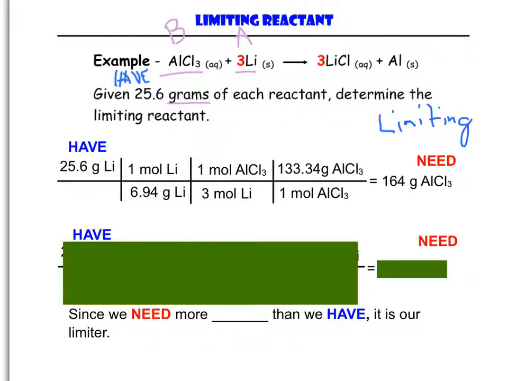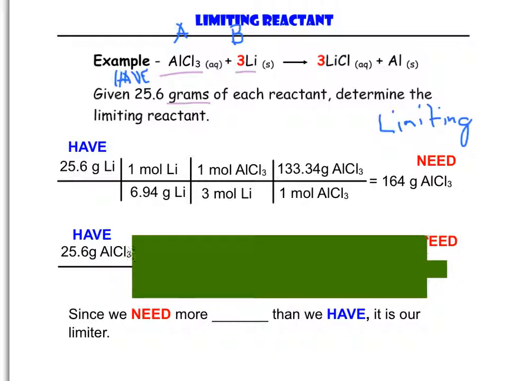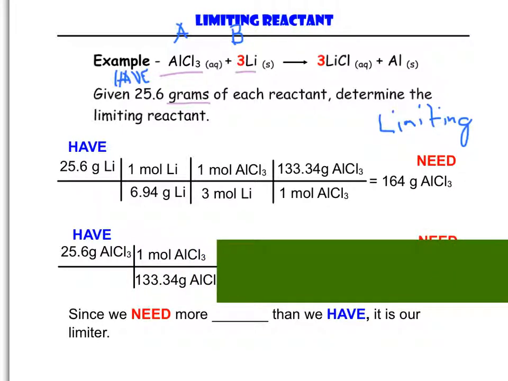Or as my limiting reactant, because I need more of it than I have. So now we have to go through and figure out how much of that I am actually going to use, or how much lithium I would end up using. This time we start over, and our A and B now switch. So now my aluminum chloride is what I'm starting with, which is my A, and my lithium is going to be my B. We have 25.6 grams of aluminum chloride. The molar mass of that, we already figured out from the previous problem, is 133.34 grams of aluminum chloride per 1 mole.